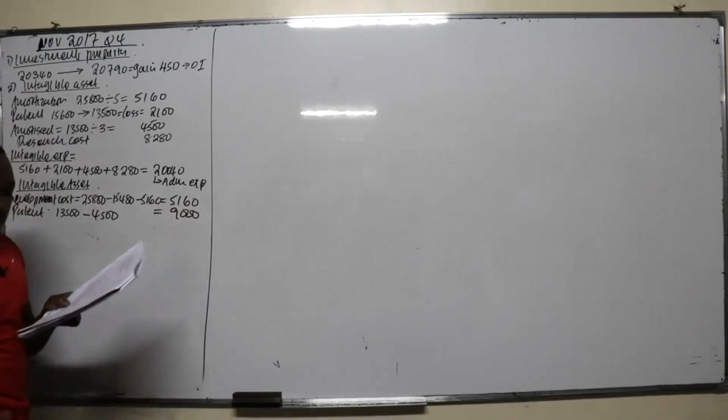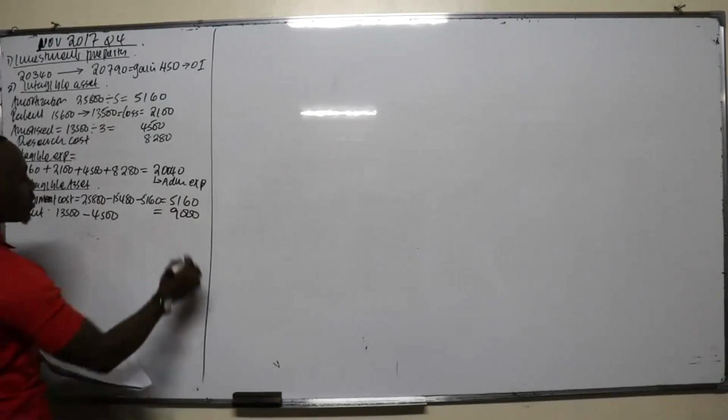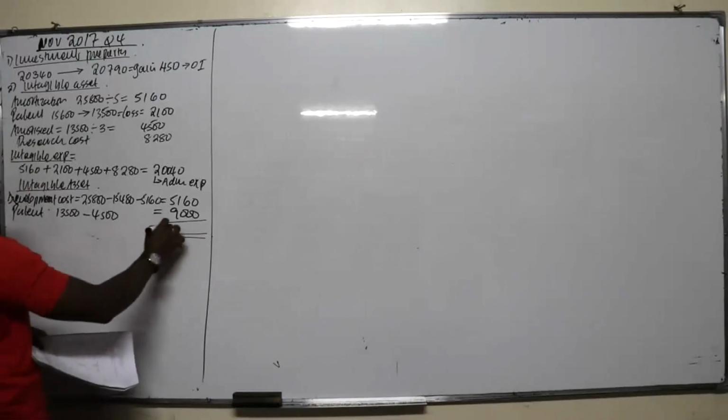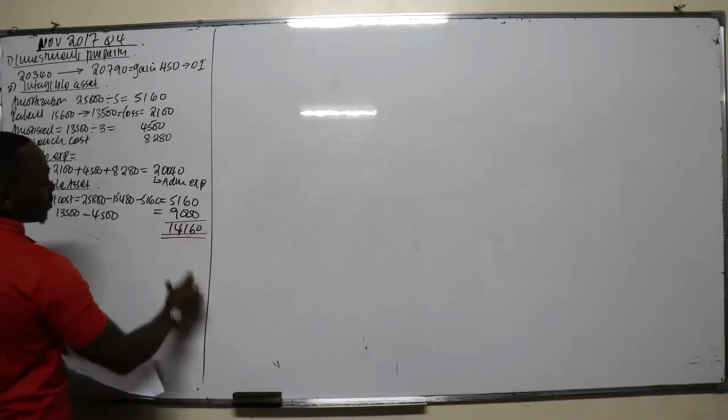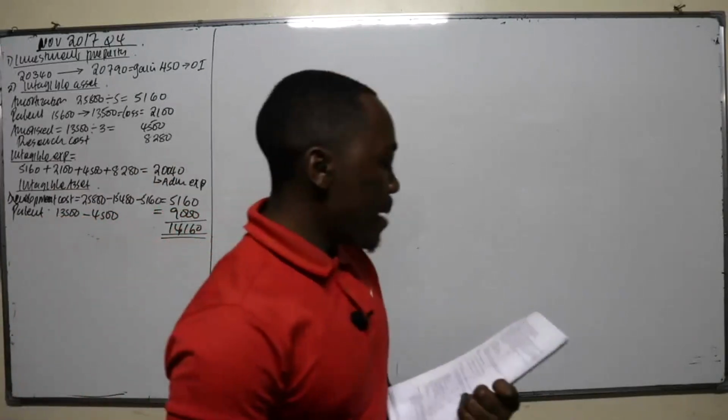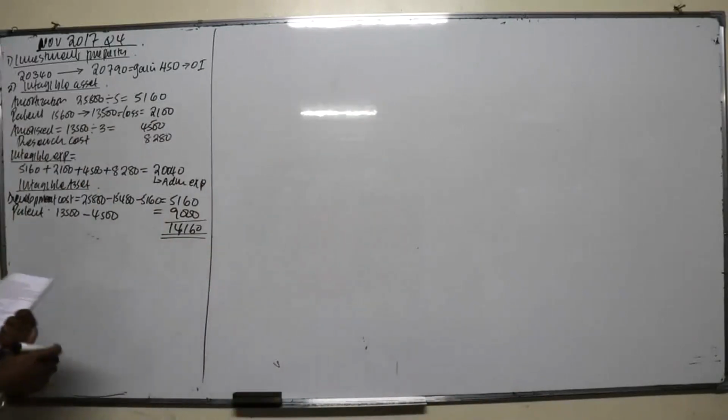Then research cost, that one is to be written off. So now how much do you take to statement of financial position? Take 14,160. Good. Number 3.